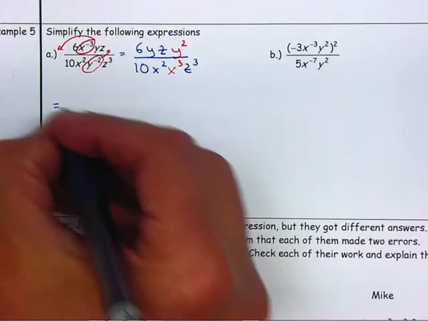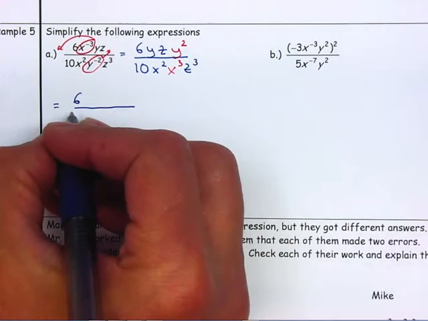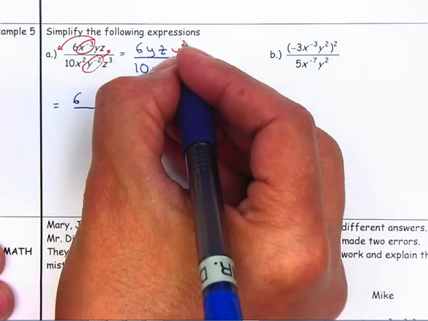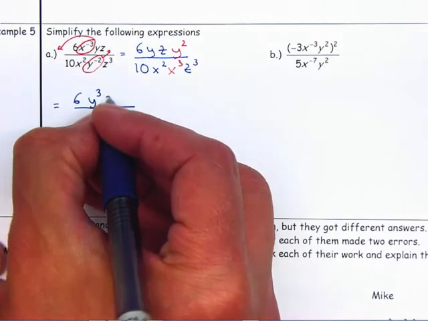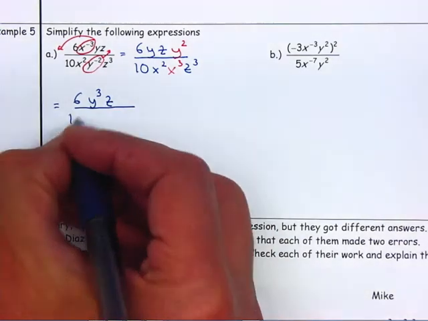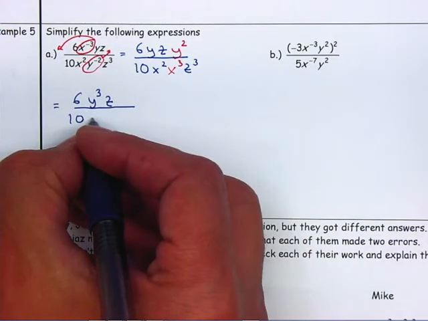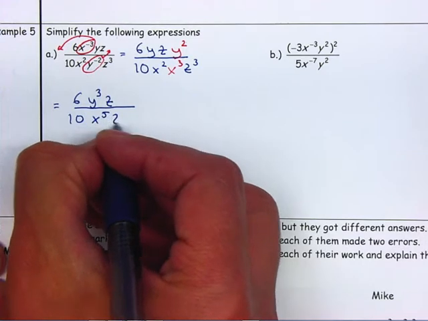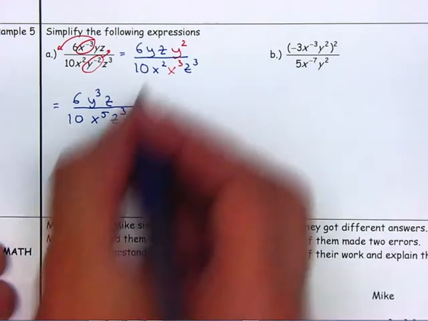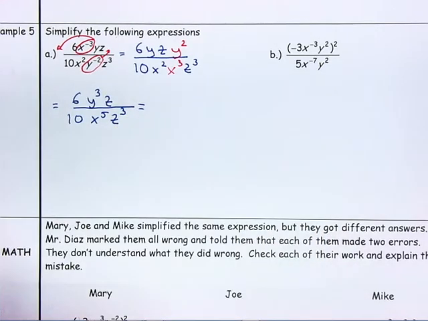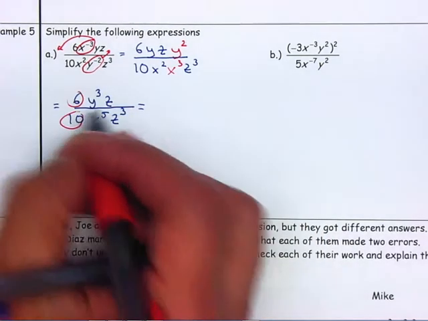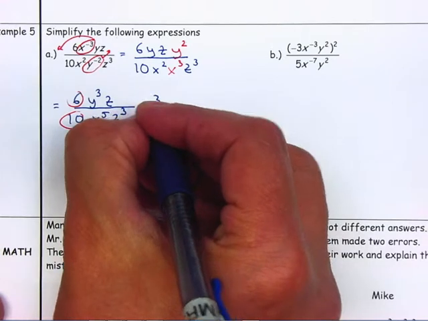Let's see. You have 6 y's. I have 1 y and 2 more. It's a total of 3 y's. And you have a z. We have a 10. How many x's down in the denominator? We have 5. And we have z to the third. We have 2 and 3 more, a total of 5. Let me simplify one more step. Yes, I do need to simplify my coefficient, so let's divide by 2. 3 over 5.